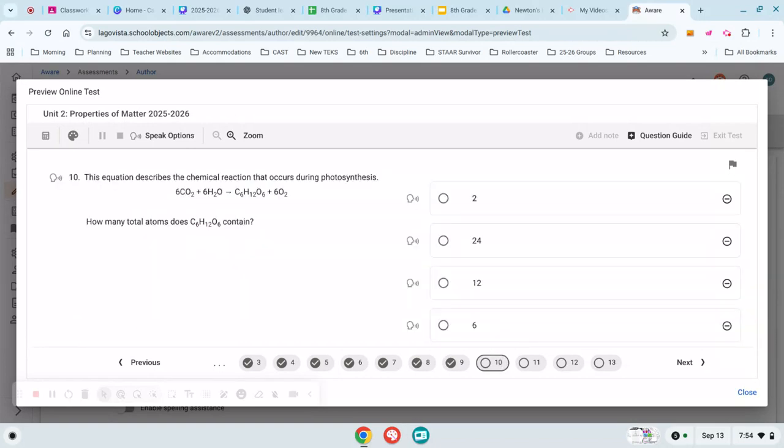This equation describes the chemical reaction that occurs during photosynthesis. How many total atoms does glucose contain? So C6H12O6. So 12 plus 6 plus 6 is 24.